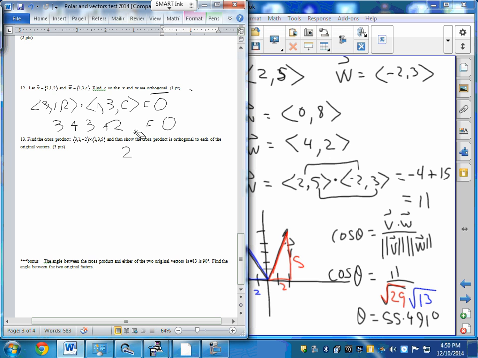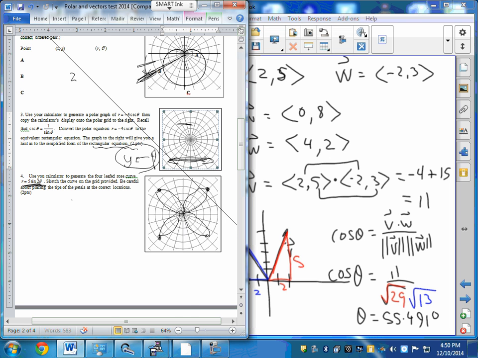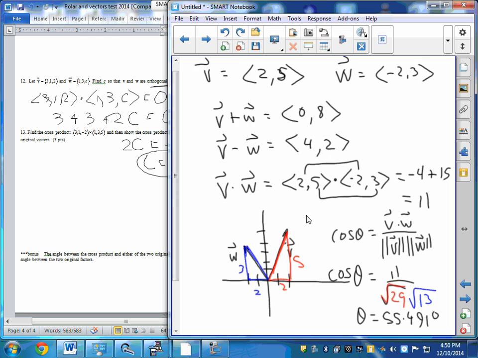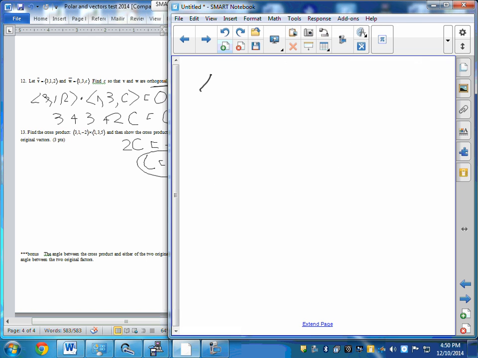2C has got to be negative 6. C has got to be negative 3. Okay, so that serves that one. And the last one has to do with these cross products. So we have 3, 1, negative 2 crossed with 1, 3, 5. We have to find the cross product and then show that the cross product is orthogonal to both of these.